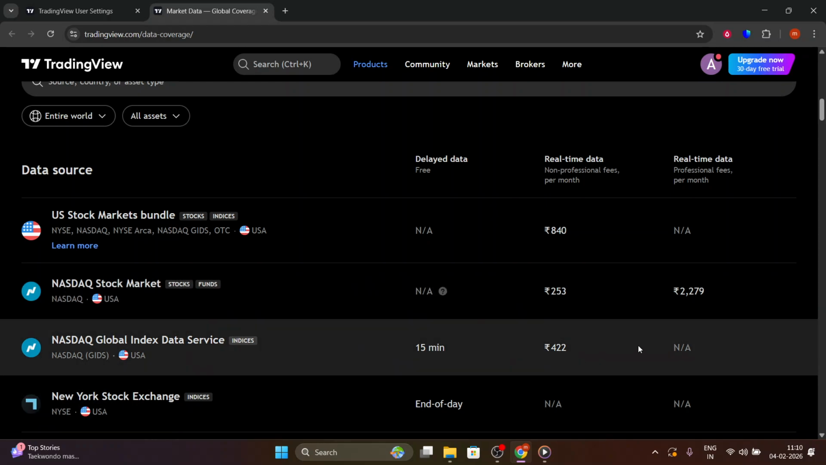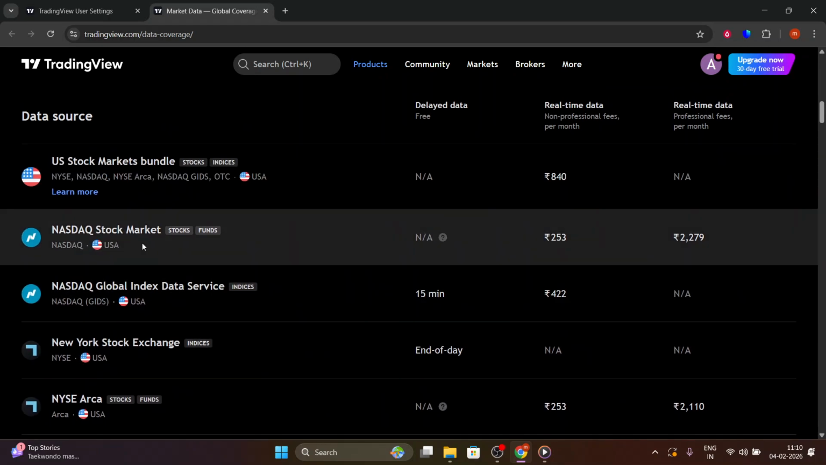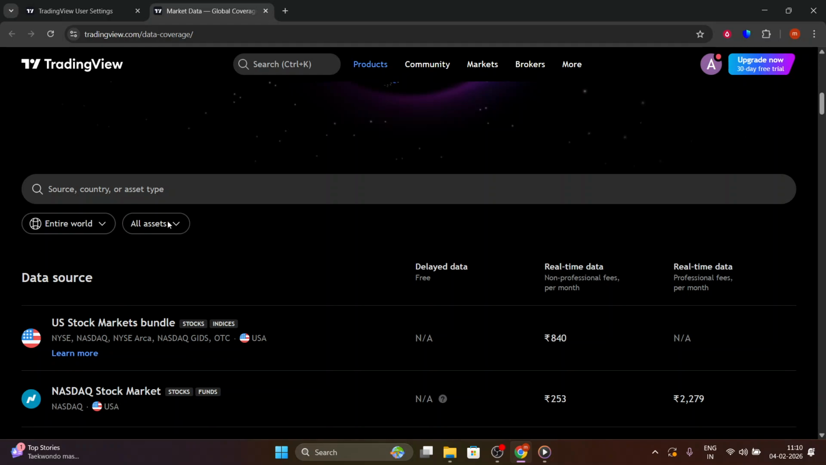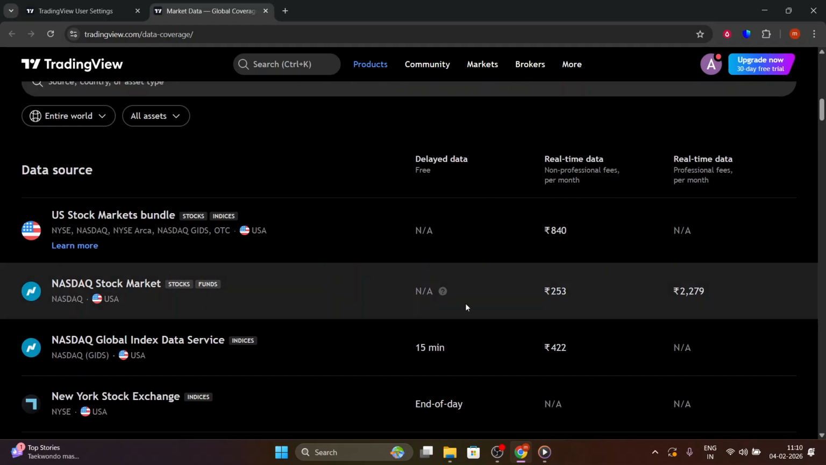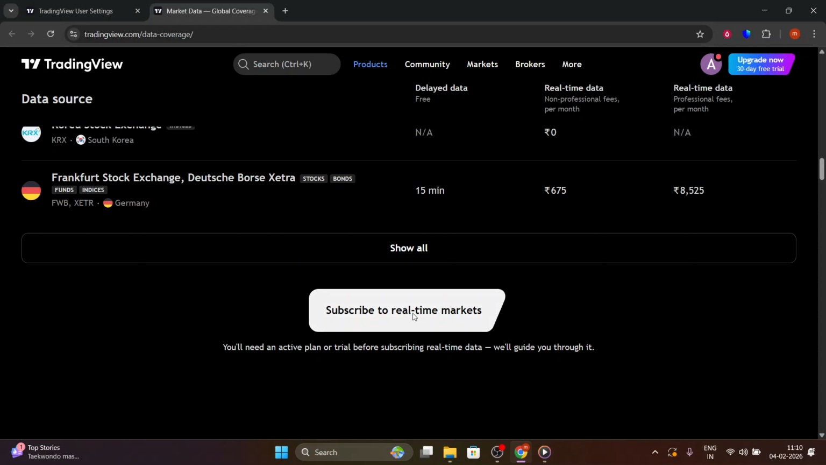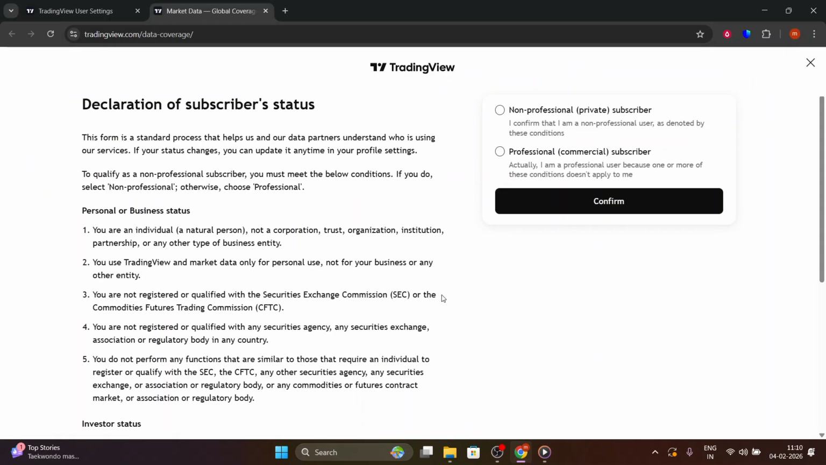After selecting the exchanges, confirm your non-professional status if prompted. Complete the checkout, and give the system a moment to apply the entitlements. If your charts still show delayed data at first, a quick refresh or sign out and back in usually does the trick. Keep in mind that pricing and availability can vary by region and over time. So always review the current listing before you finalize.